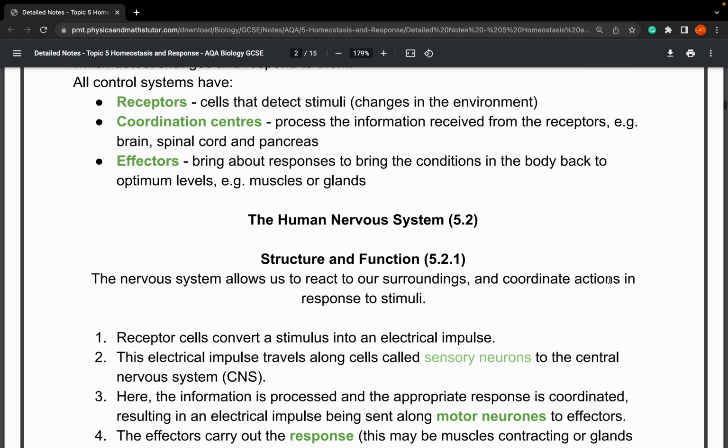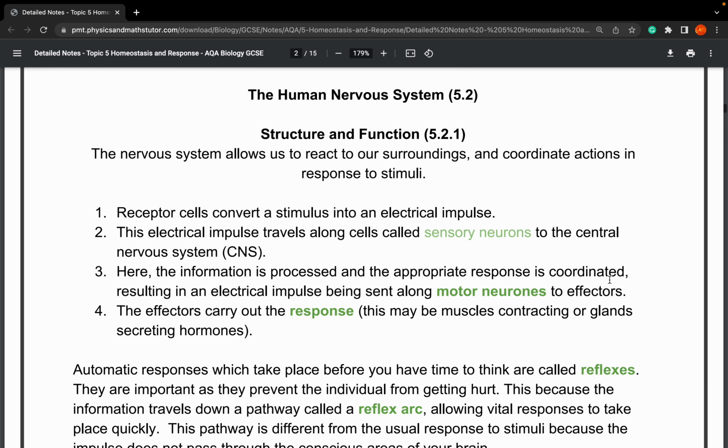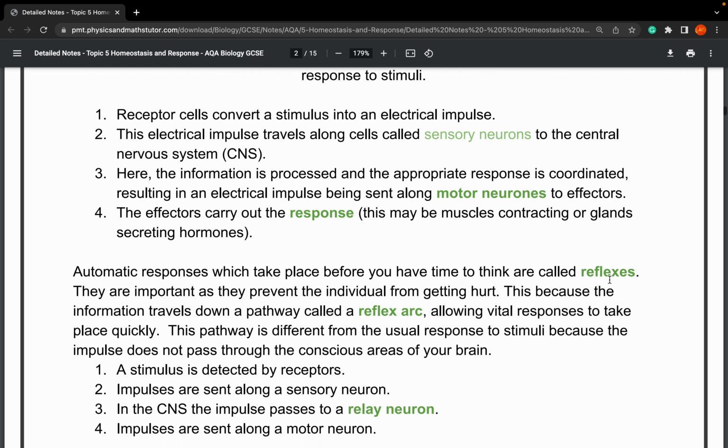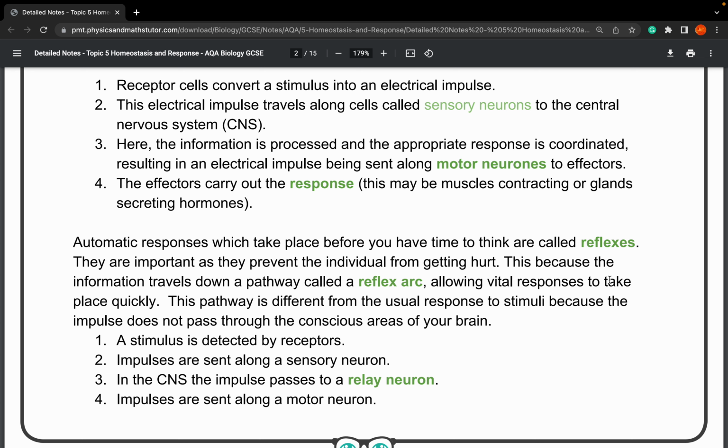Now let us dive into the human nervous system, structure and function. The nervous system allows us to react to our surroundings and coordinate action in response to stimuli. So when a stimulus comes from outside, it helps us to coordinate. Receptor cells convert the stimulus into an electric impulse. For example, if it is very cold outside, our skin acts as the receptor cells, and the sensation of coldness is converted into an electric impulse.